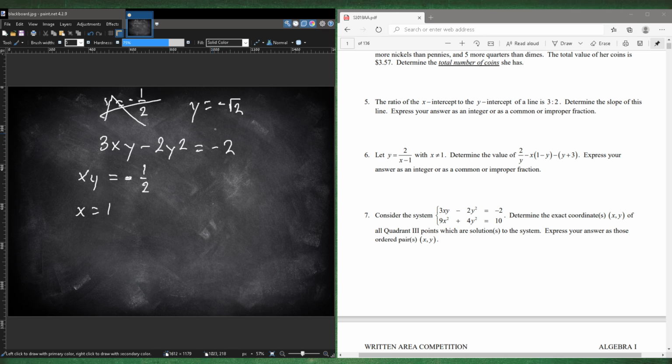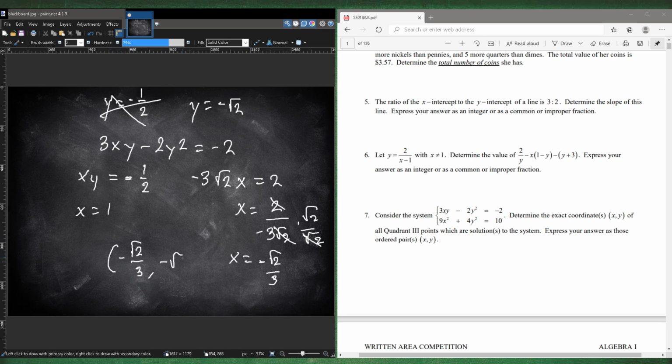Now we plug in negative square root 2 in here. We have negative 3 square root 2 times x, and then square root 2 squared is 2, times 2 is 4. Add the 4 here, which makes 2. And then x, negative 3 square root 2 times square root 2 over square root 2. Cancel out the square root 2's to make 2 and this 2. So this x is equal to negative square root 2 over 3, which is possible because they're both negative. So our coordinate is negative square root 2 over 3, and negative square root 2. And that is our answer for number 7.